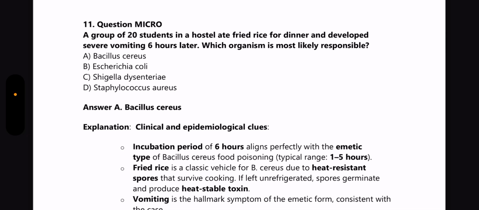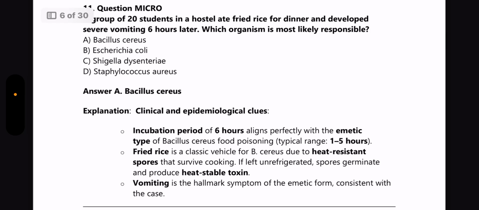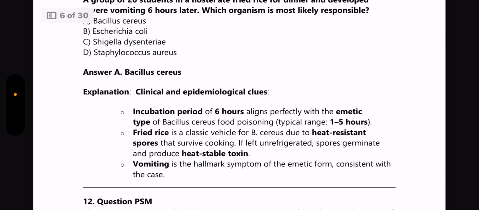Next question from Micro. A group of 20 students in a hostel ate fried rice for dinner and developed severe vomiting 6 hours later. Which organism is most likely responsible? Answer is Bacillus cereus. So the incubation period of 6 hours aligns perfectly with the emetic type of Bacillus cereus food poisoning. And fried rice is a classical vehicle for Bacillus cereus because of the heat-resistant spores that survive cooking. If left unrefrigerated, the spores germinate and they produce heat-stable toxin. So vomiting is a hallmark symptom of the emetic form, consistent in this case.